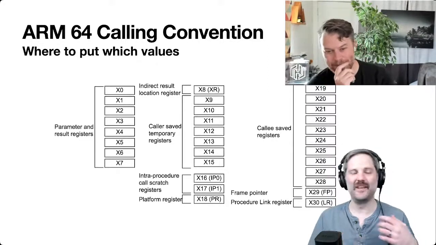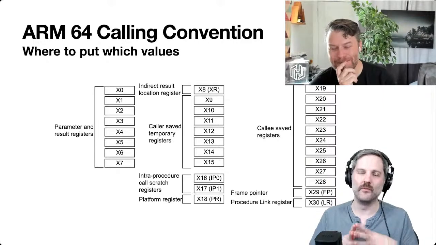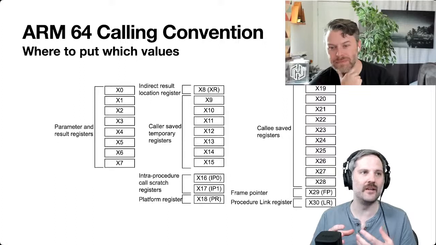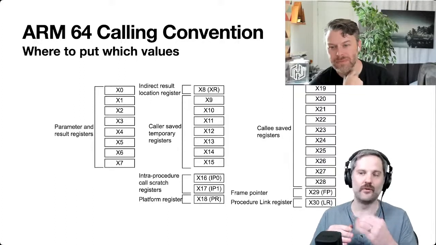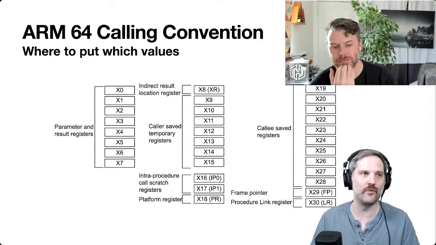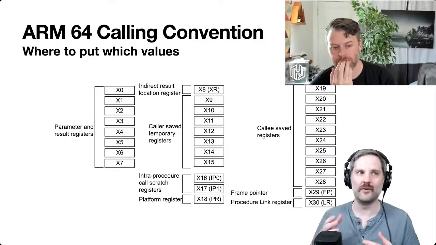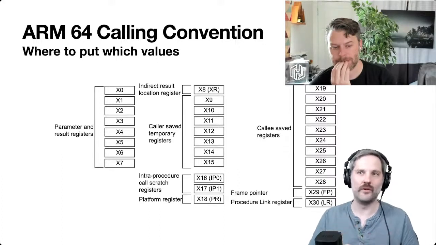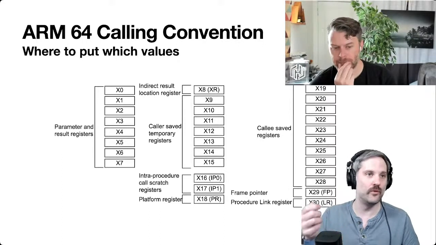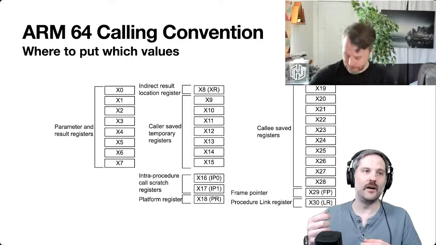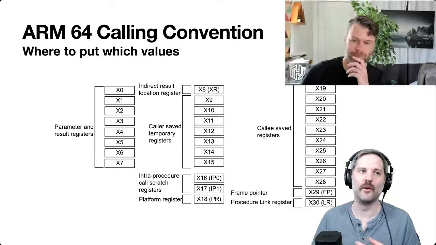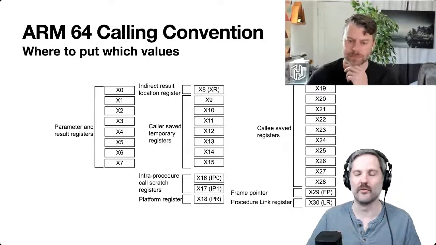So in the ARM64 calling convention, all the parameters for a function are passed in X0 through X7 registers. So if you want to pass parameters, you put them into those registers. If you have a function that has more than 8 parameters, we have to push those onto the stack, and then we find those particular ones on the stack, but we're not going to be dealing with that many parameters today, so it doesn't really matter for us.